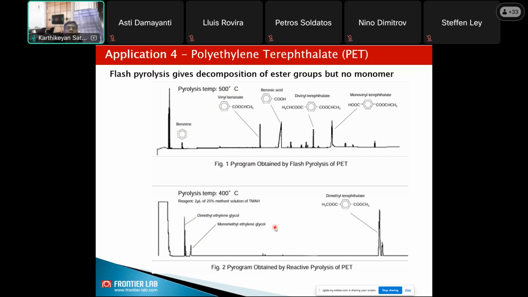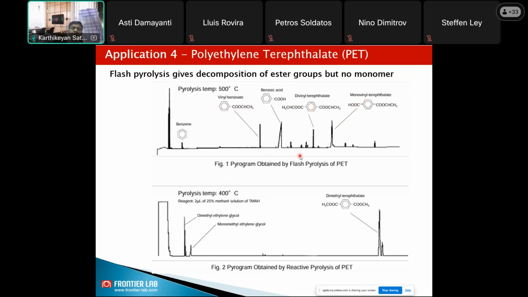In this case, we are showing the analysis of polyethylene terephthalate as a sample, where flash pyrolysis gives decomposition of the ester groups, but there are no peaks for the monomer. This is another example, similar to the previous one, where normal, flash or fast pyrolysis shows peaks related to the ester groups, such as vinyl benzoate, divinyl terephthalate, and monovinyl terephthalate, but there are no peaks related to terephthalic acid or ethylene glycol and so forth.